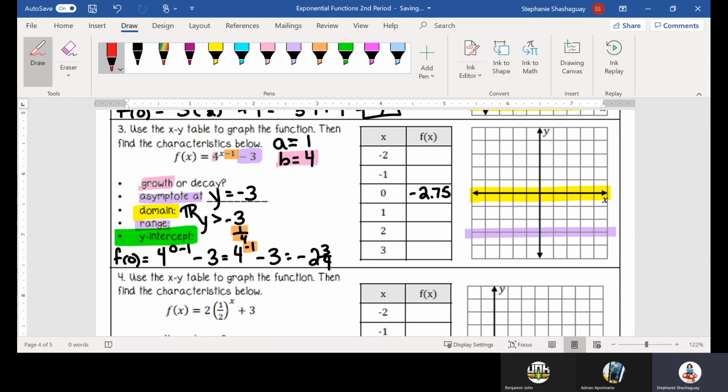So I'm going to put that point here on my graph. And there we go. I'm not going to worry about -1 and -2 because I know the general direction of my exponential function, and I know it's going to approach -3. I just don't want to deal with those decimals. But we do need to find f of 1.